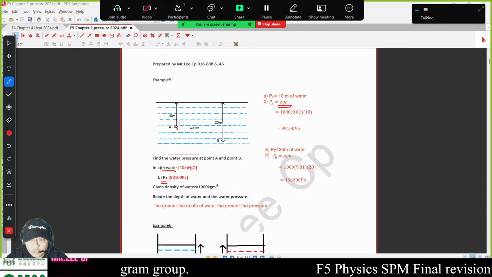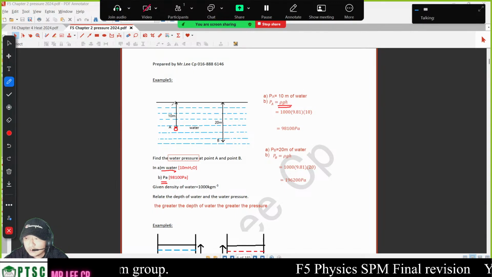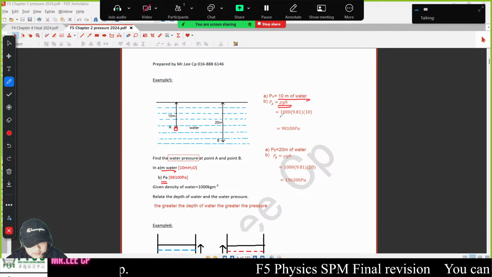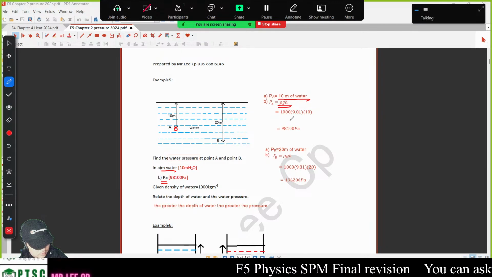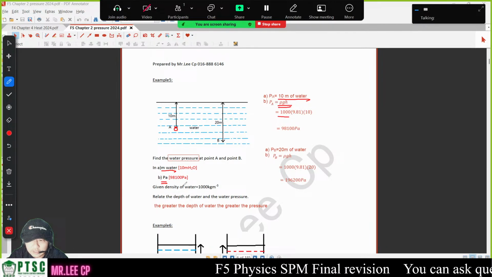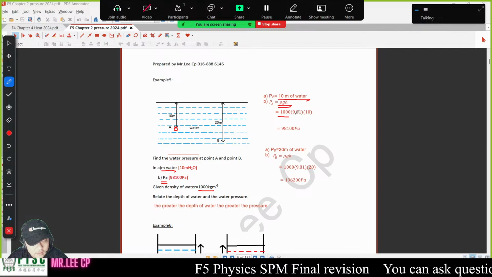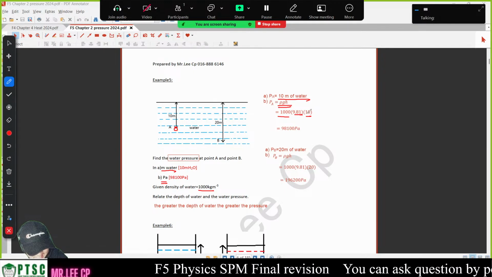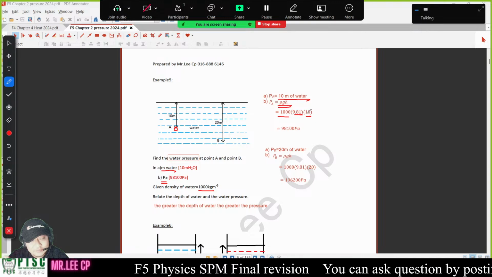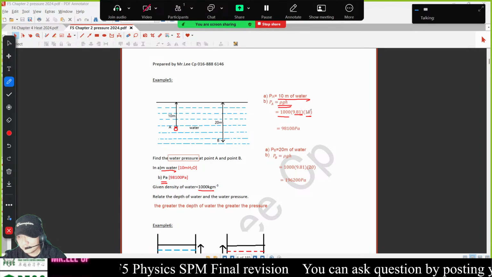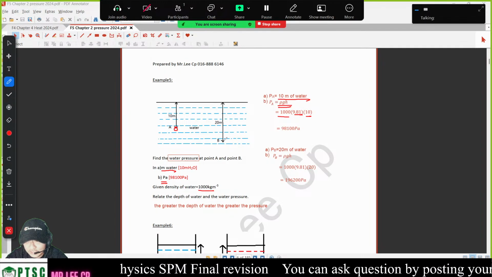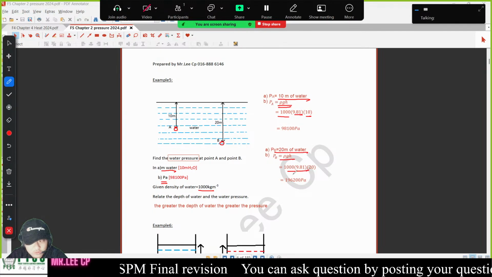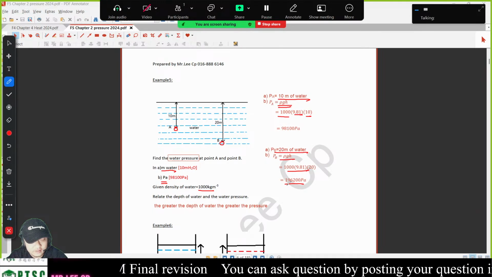For example, I take A. What is the pressure here? The pressure here is 10 meter of water. Or you change it to Pascal: rho 1000, density of water 1000, g 9.81, 10 meter. Make sure it is in meter. The pressure here is rho gh also. You just substitute in and you will get the answer.